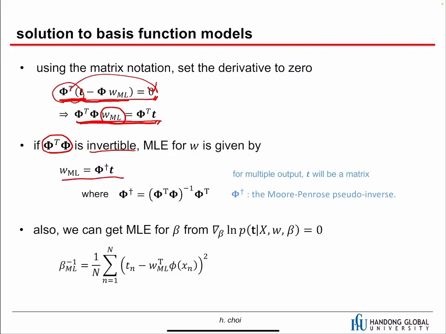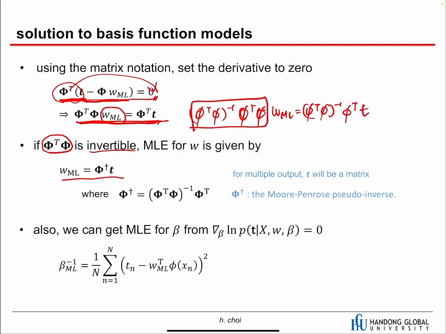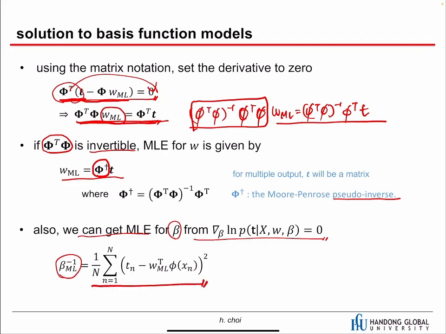So look at this one. And we multiply the inverse, phi transpose phi inverse phi transpose t. So this term will be cancelled, and now we have this one. So this one has a special name, pseudo inverse. Also, we can get the maximum likelihood for beta. So if we treat this one as a parameter, then we can learn this one too from this. Then simply this variance can be obtained by this.